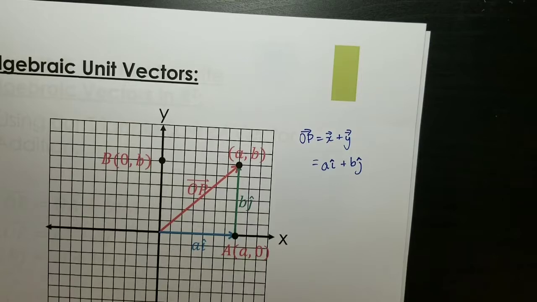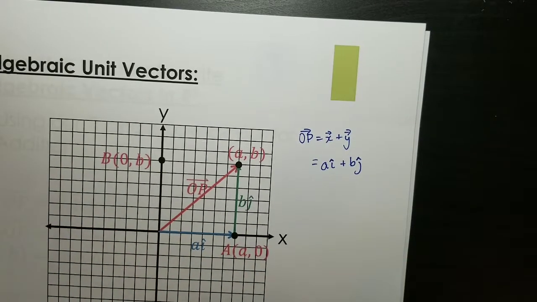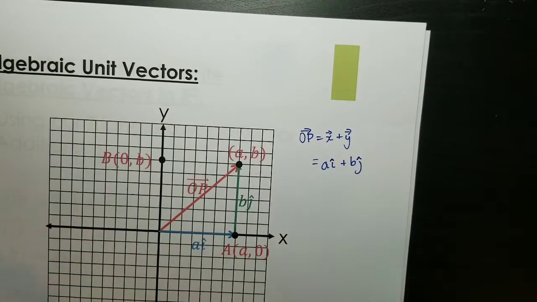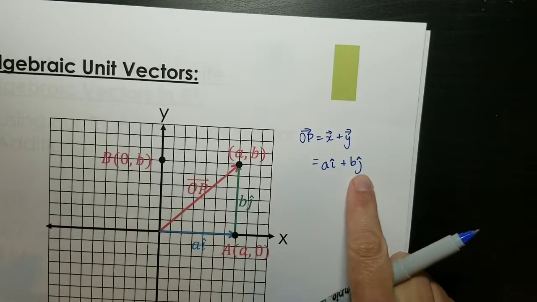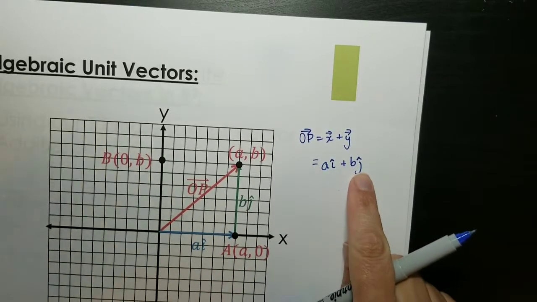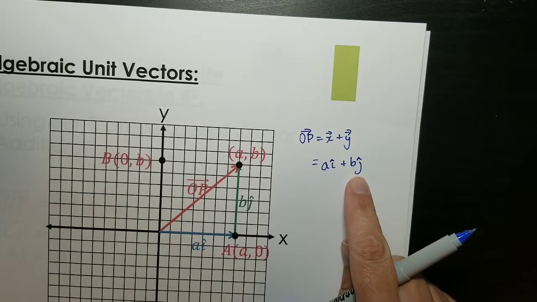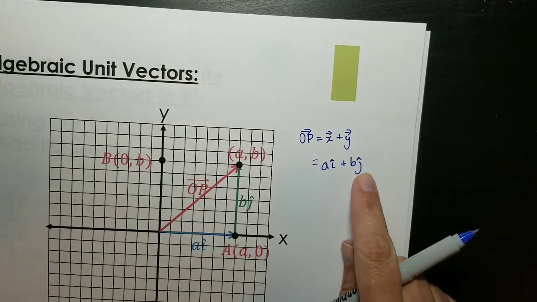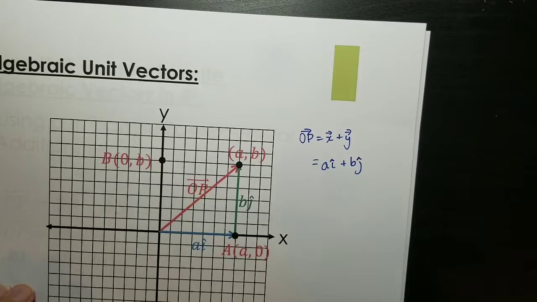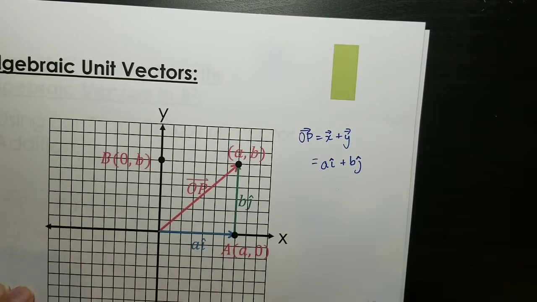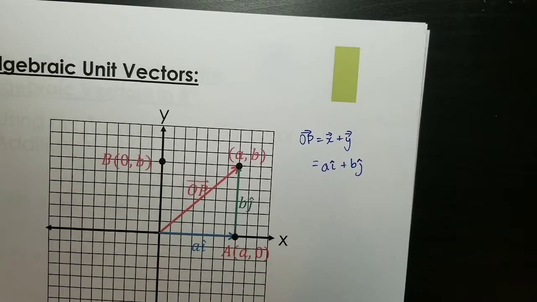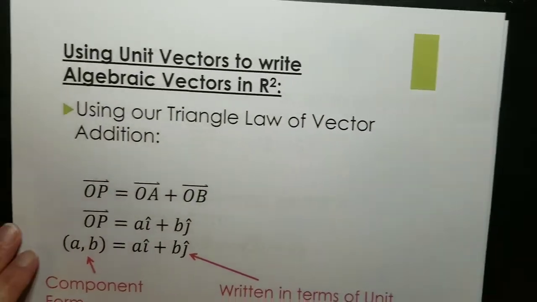We'll be able to do this for any vector in R2 and eventually in R3, and then being able to write all vectors as the sum or the linear combination of two known vectors is really, really powerful, because then we can use all of our vector operations and the vector properties on these and come up with some easier ways of calculating things with the algebraic vectors.